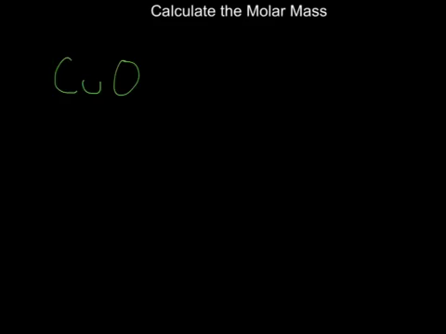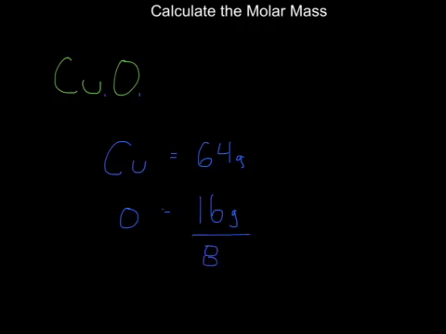Let's go to copper oxide. Relatively simple, right? The invisible subscripts, we have 1 of each of these. So copper has a mass of 64, oxygen 16. Just going to add those up. That's 80 grams.